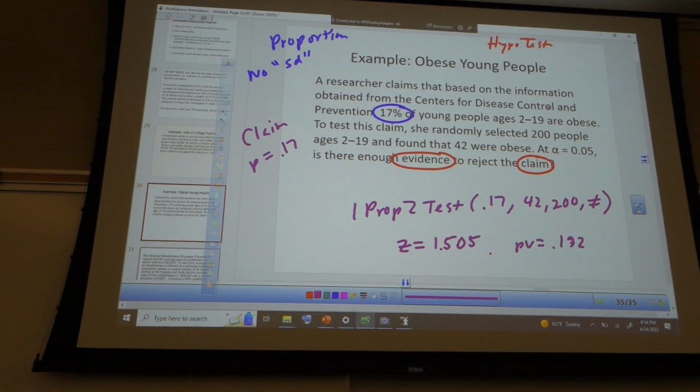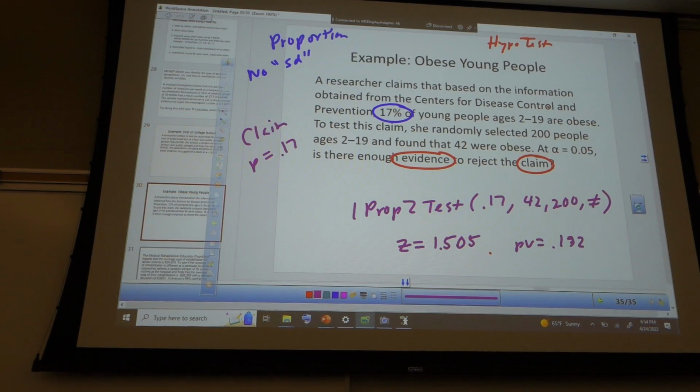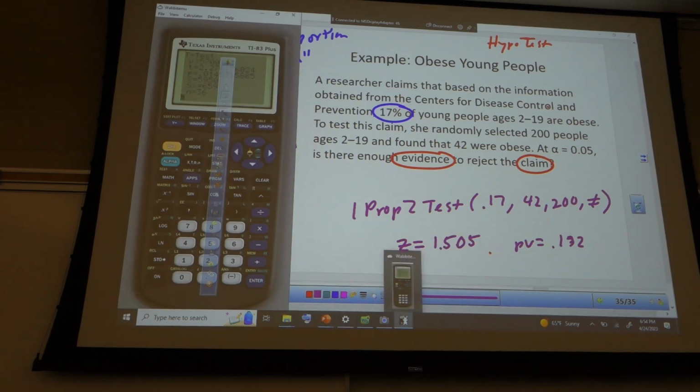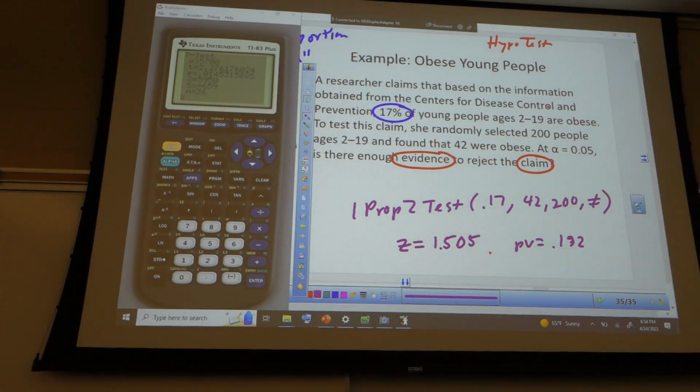Okay, so this one, you're going to do one prop Z test. You're going to put in 0.17, 42, 200, not equal to. Right, so stat test, one prop Z test. Why do we use one prop Z test? Because it's one proportion. There's one proportion.